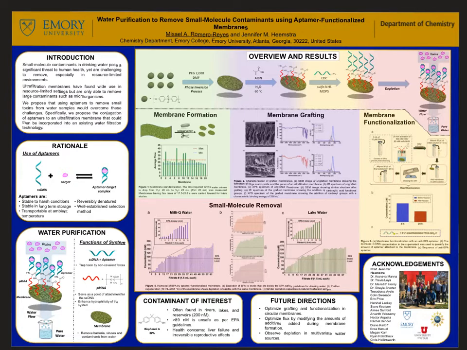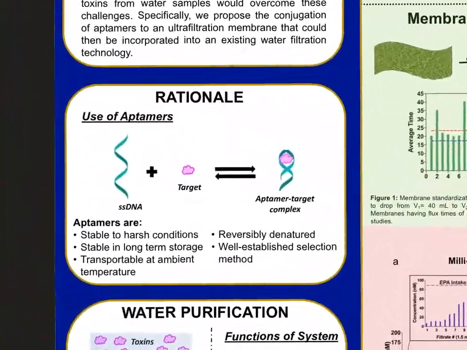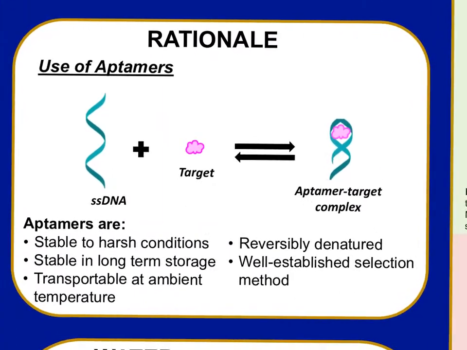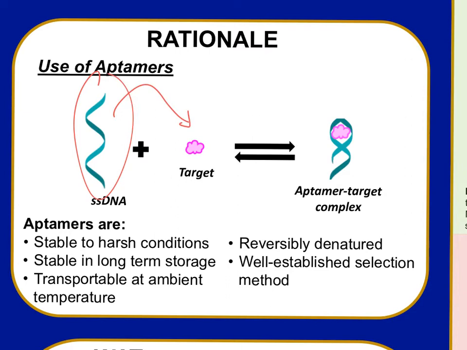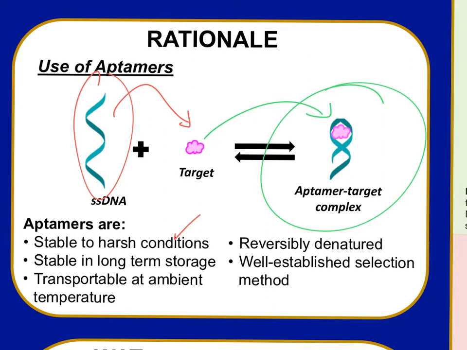I am a current fifth year and I am part of the DNA subgroup where we use DNA for various purposes. In my case, I use it for purifying water and I do this using aptamers. Aptamers are these amazing biological molecules that when they come in presence with a target, they bind to it really tightly using non-covalent forces. They have various advantages like they're stable to harsh conditions and they're transportable at room temp, which makes them great candidates for use in other applications.